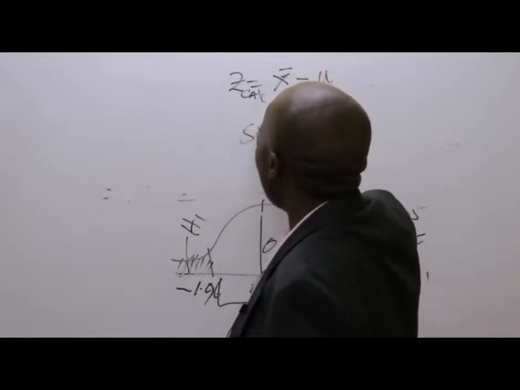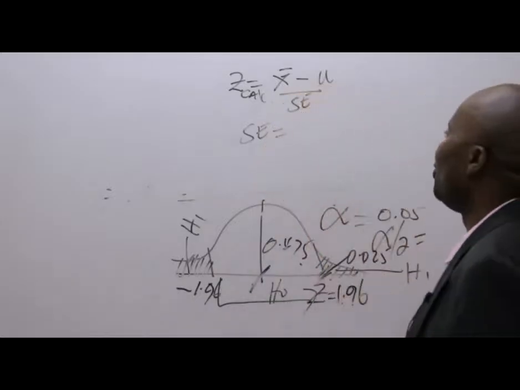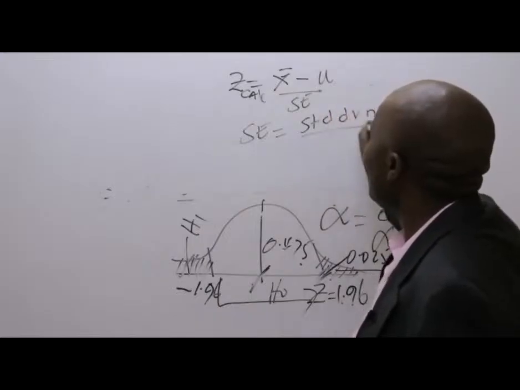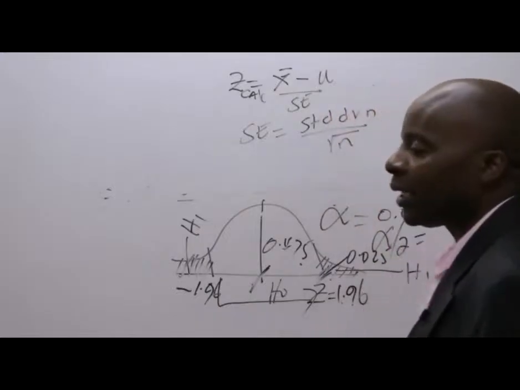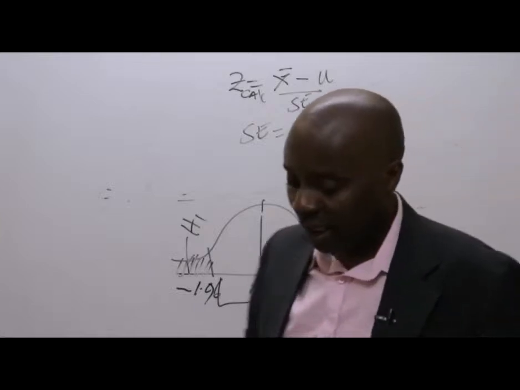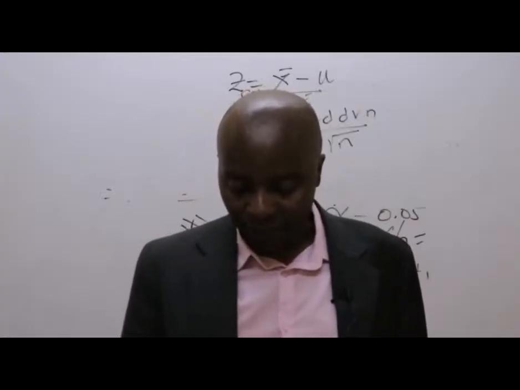And don't forget that to get the standard error for a single mean, normally what we do is to take the standard deviation given and divide this by the square root of n. Kindly calculate that for me and then give me an answer. Tell me what we have there.